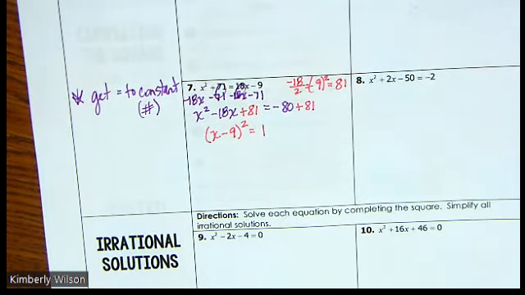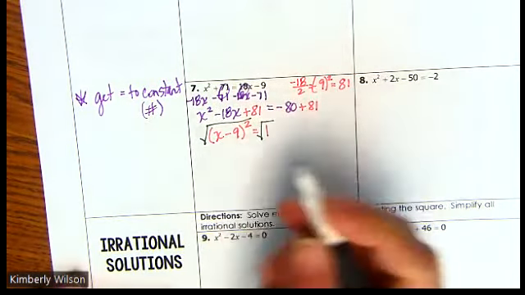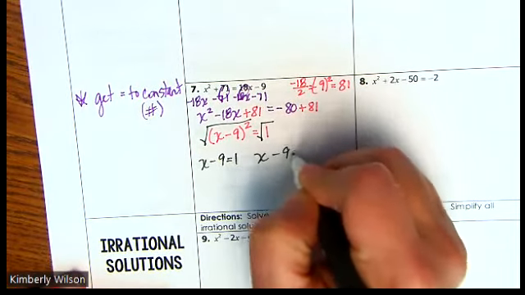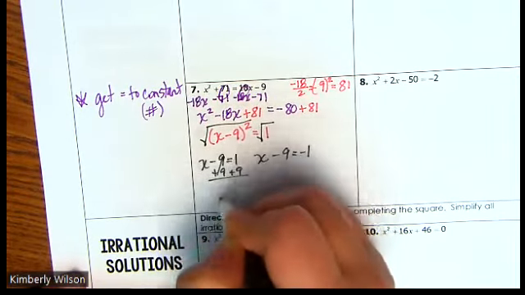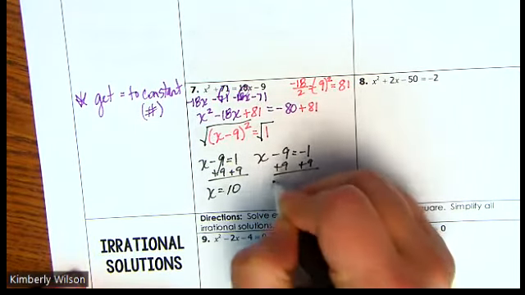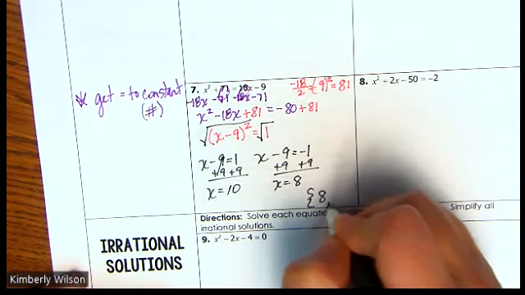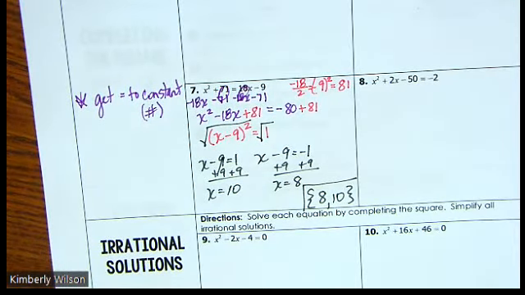Remember, 1 is a perfect square. So I can take the square root of each side, and now I end up with x minus 9 equals 1, and x minus 9 equals negative 1, and I solve. So plus 9, x equals 10. Plus 9, x equals 8. So my solutions are 8, 10. Remember, you write the solutions in ascending order. This lower one is written first.